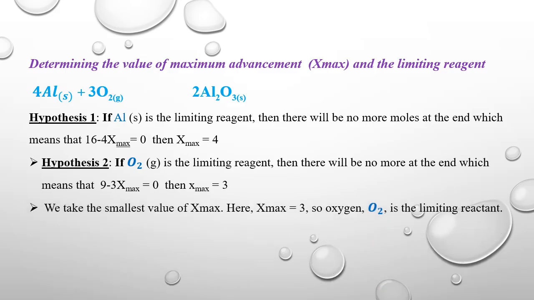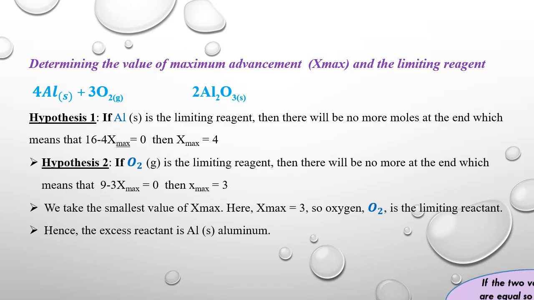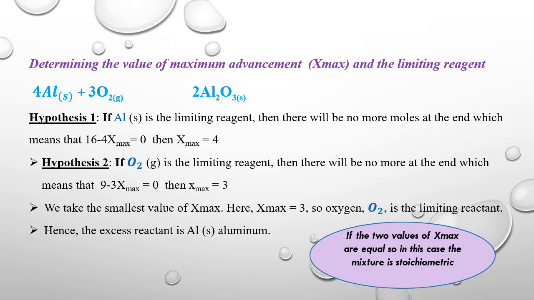I said x max is a mole ratio. We compare the mole ratio to decide the limiting reactant. We take the smallest value of x max to indicate the limiting reactant, since it is a mole ratio. The smallest mole ratio indicates the limiting reactant. Here in this case, x max equals 3 for oxygen, then oxygen O2 is the limiting reactant, while Al is an excess reactant.